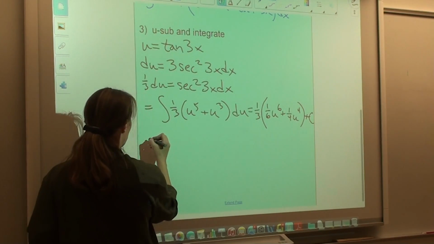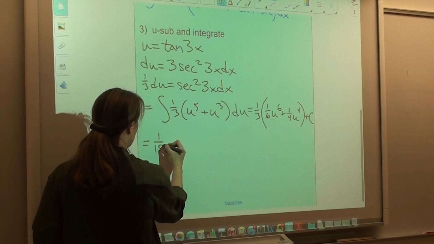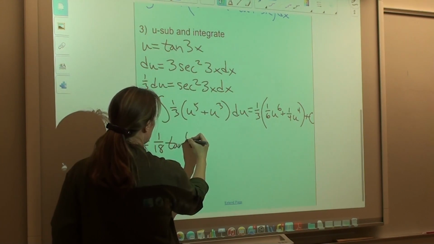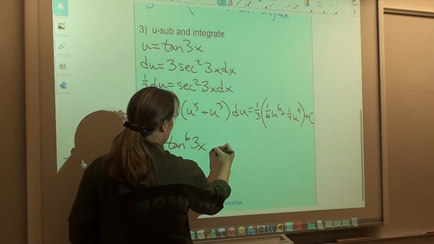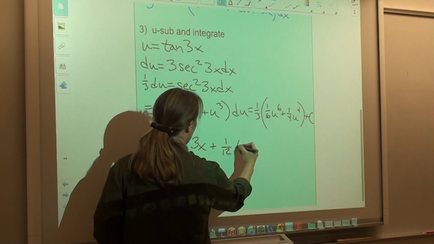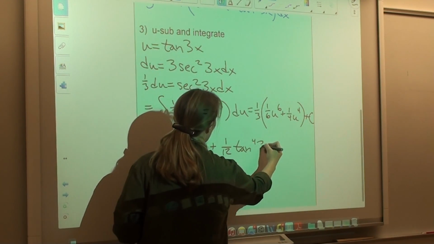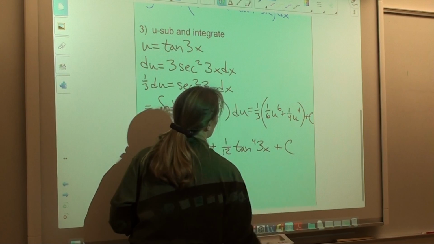And I'm going to go and distribute. So it's 1/18 tangent to the 6th of 3x plus 1/12 tangent to the 4th of 3x plus c.